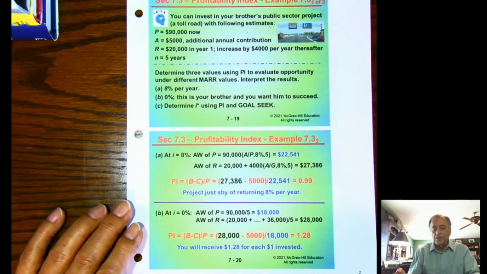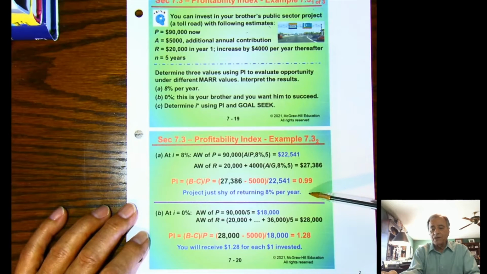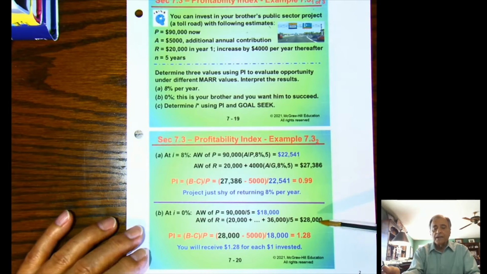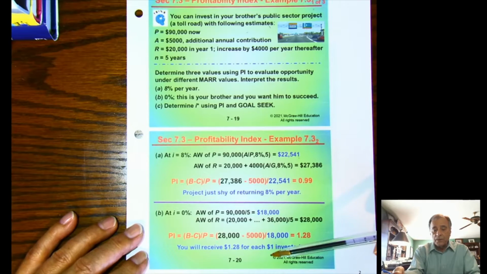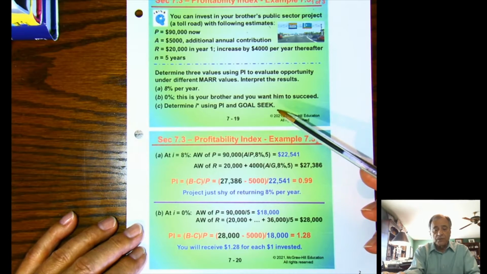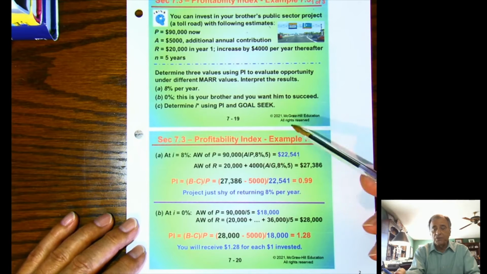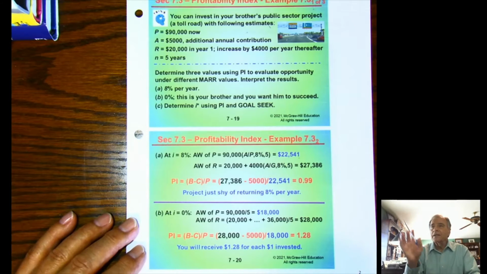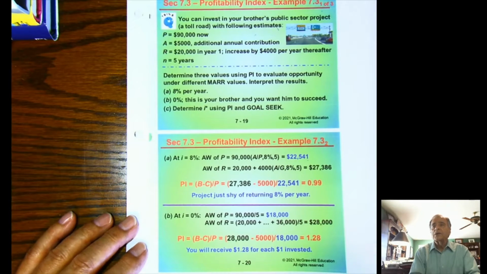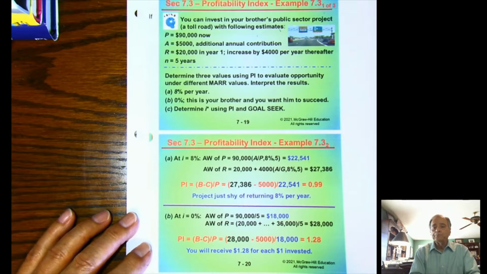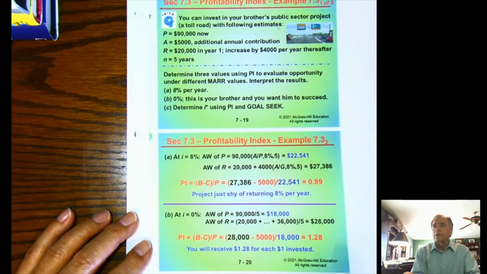We sort of knew that anyway, because this was very close to 8%, because this was 0.99. In fact, if you do go and solve this using GoldSeek or just using the trial and error method, you're going to get a number pretty close to 8%, 7.9 or so, for the rate of return on this investment.